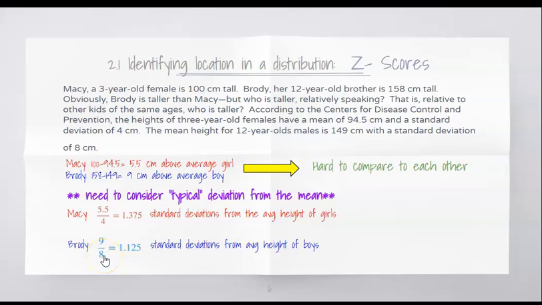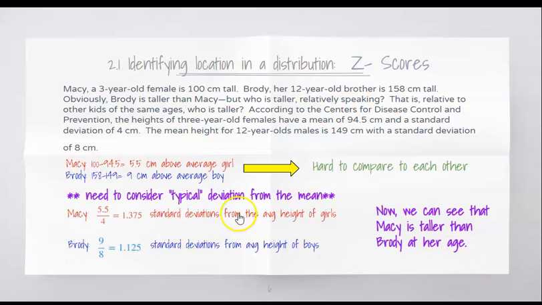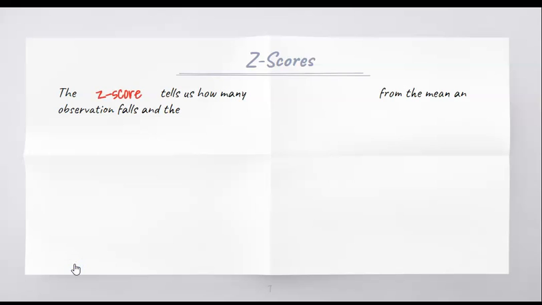Brody, if the standard deviation is 8, he's only 1.125 standard deviations from the average height of boys his age. So now we can really compare, and it appears that Macy's actually taller for her age than Brody is for his age. Okay? This is called creating the z-score. We're factoring in the distance from the mean and the average distance from the mean. So the z-score tells us how many standard deviations from the mean an observation falls and the direction it falls.